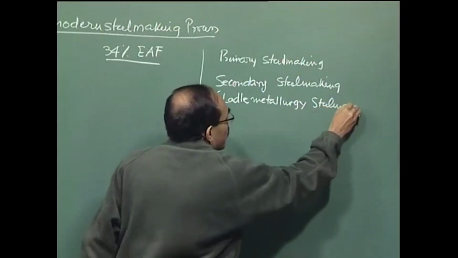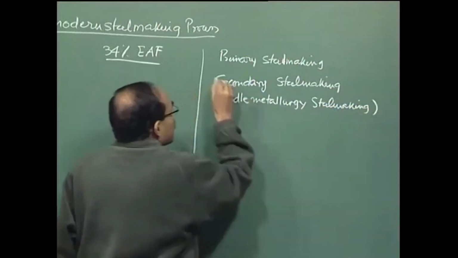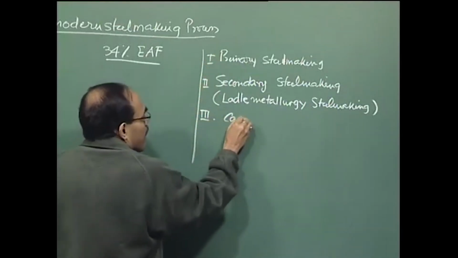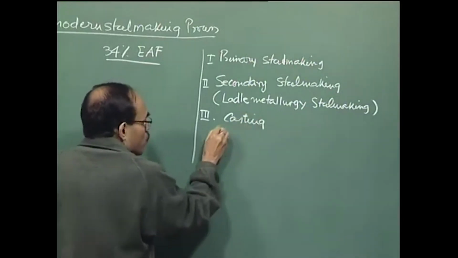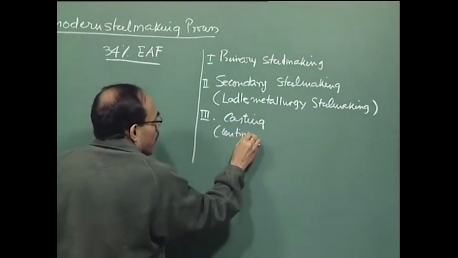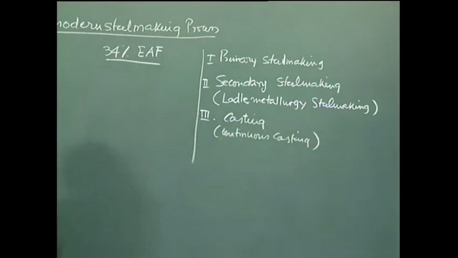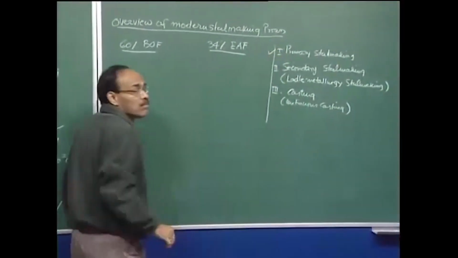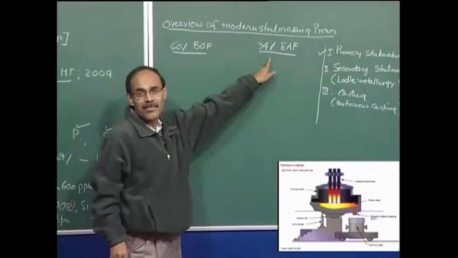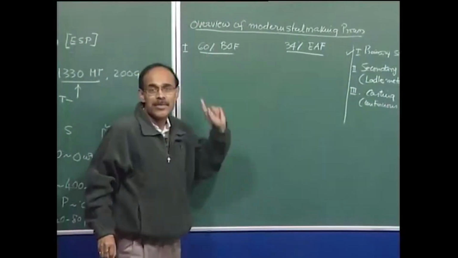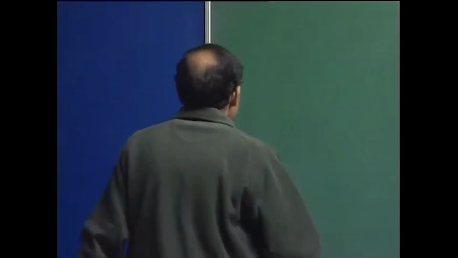And finally, we will say casting, and when we talk about casting, we talk primarily about continuous casting. So, these are basically the components of a modern day steel making circuitry. And when we talk of primary steel making, we have 2 predominant routes, which are 60% BOF and 30% EAF. Let me now draw this schematically.